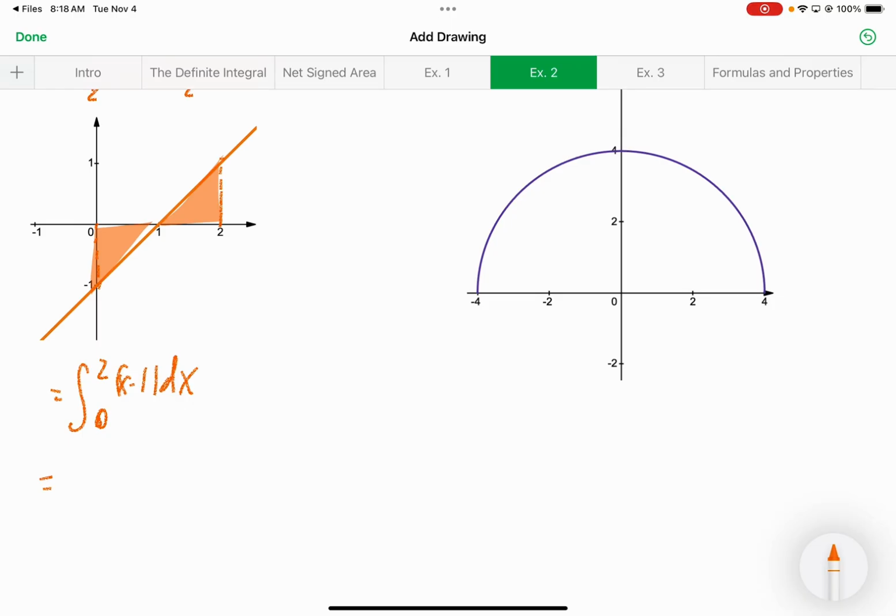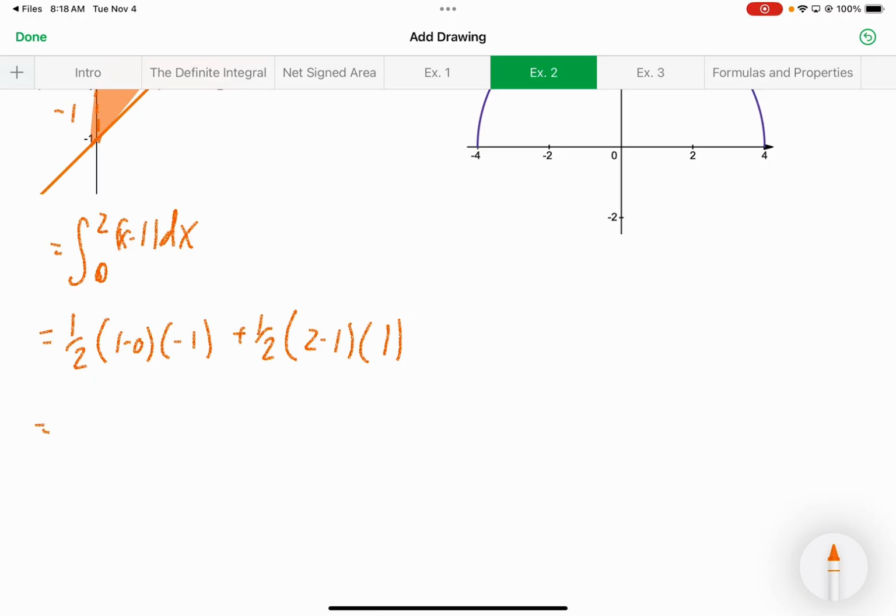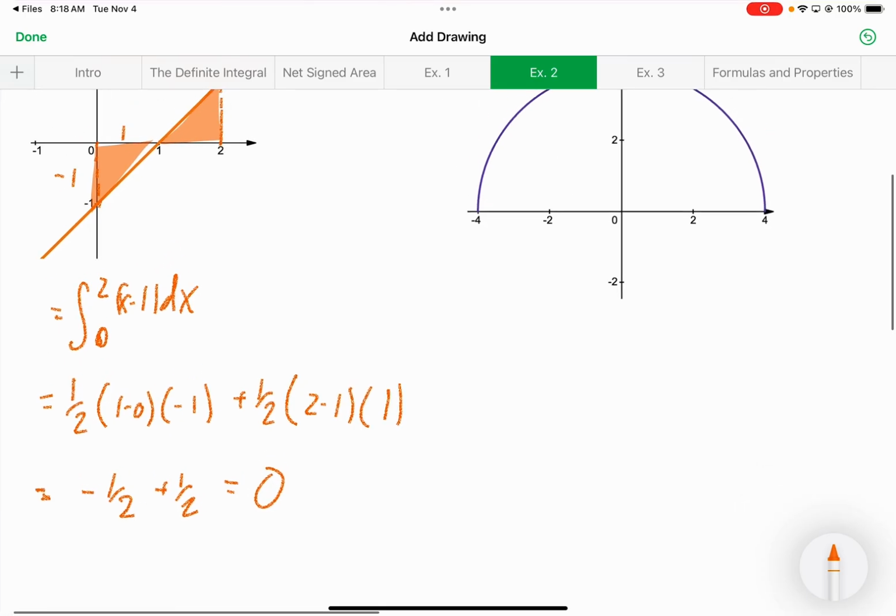So let's do the area of our first triangle. 1/2, its base is again going to be 1 minus 0. My height, we're going to say, is -1. So height of -1, base of 1, plus 1/2, and then the base of my second triangle would be 2 minus 1, and its height would be +1. All right, so we get -1/2 plus +1/2, giving us a total net area of 0. Some of it's positive, some of it's negative, so they will cancel out, and it will indeed be 0.